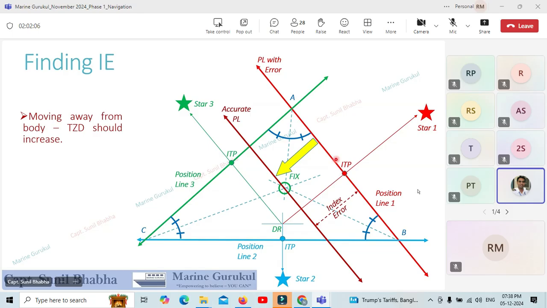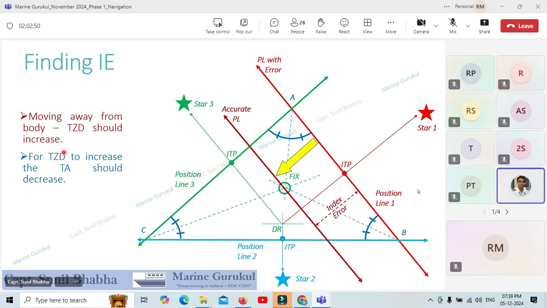So this now tells us if you are moving from PL with error to the accurate PL, the TZD of this particular body should increase. If the TZD increases, your error PL will move to the accurate PL. Now we know that the true zenith distance of a body is equal to 90 minus true altitude. So if TZD has to increase, the true altitude would decrease. The true altitude should be lesser. If the true altitude decreases, 90 minus true altitude would be a greater value, leading to increase in the TZD.